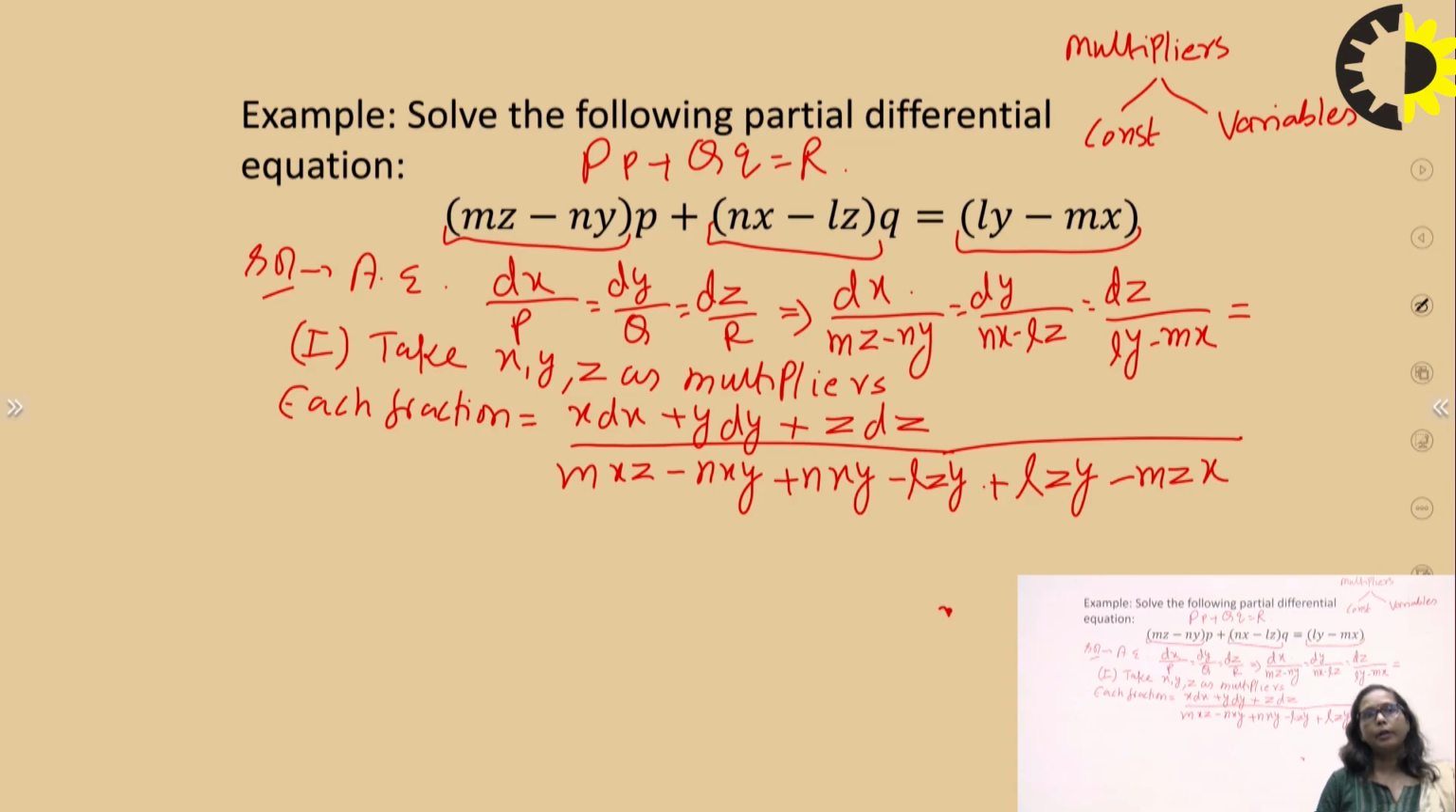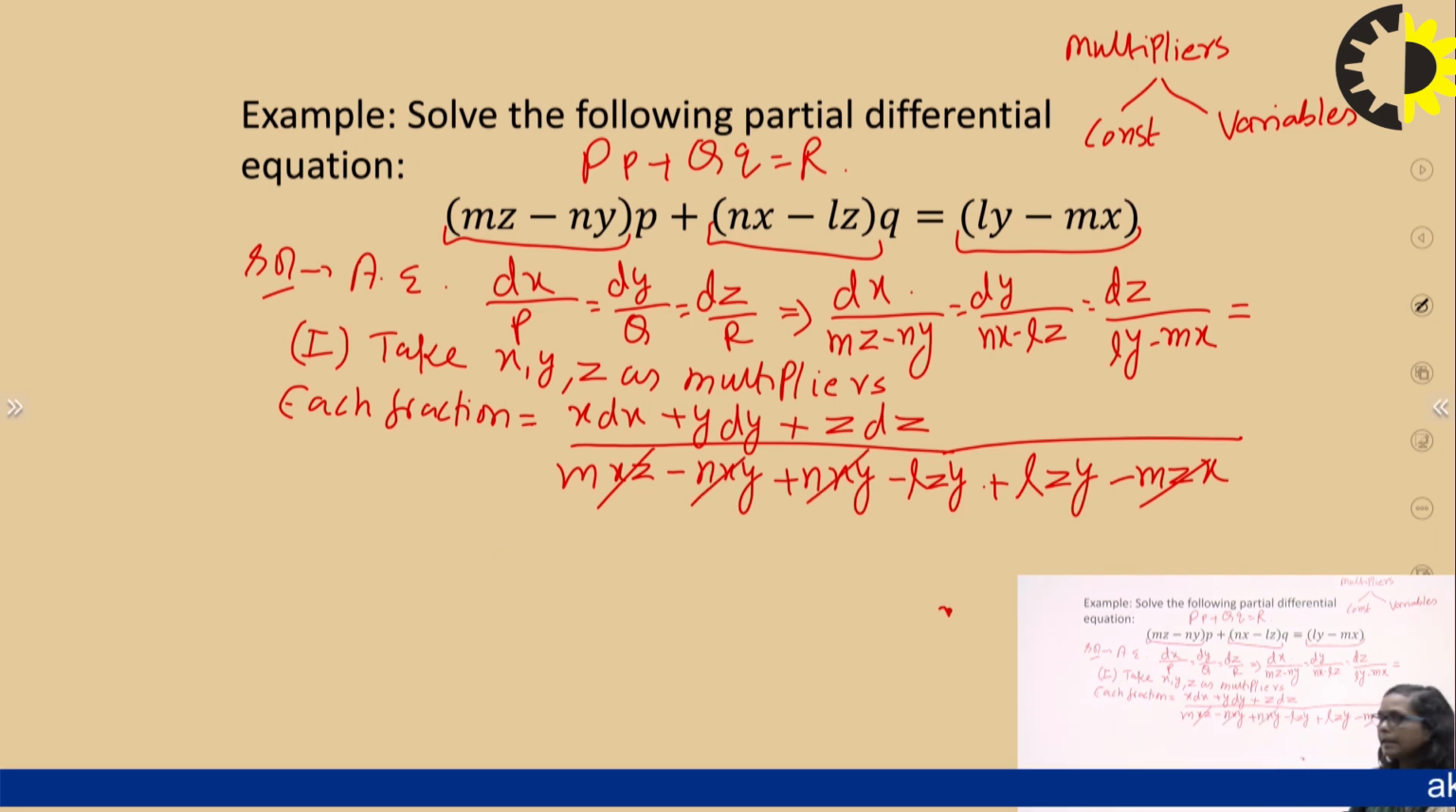You must remember your aim, that your aim is to make the denominator equal to 0. So now let us check. This is mxz, this is minus mxz, these two will cancel out. Minus nxy plus nxy, these two will cancel out, and minus lzy plus lzy, these two will cancel out, giving you finally the value in the denominator equal to 0. So this is our aim of choosing the multipliers.